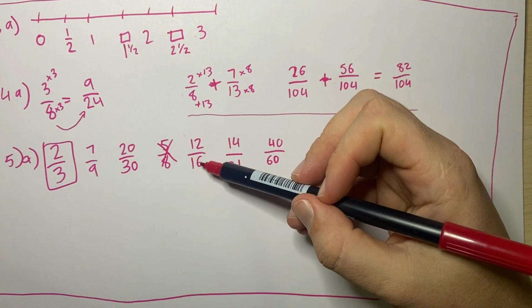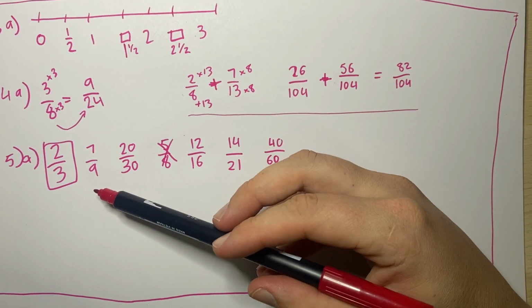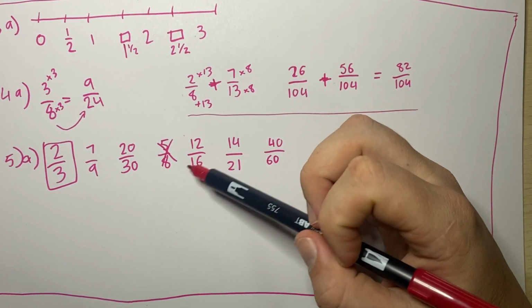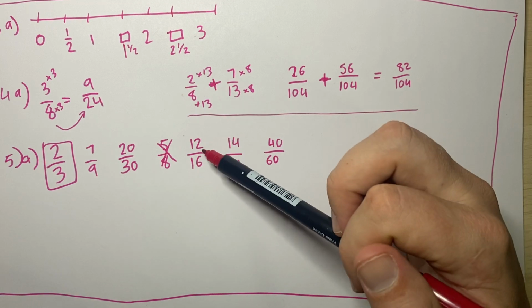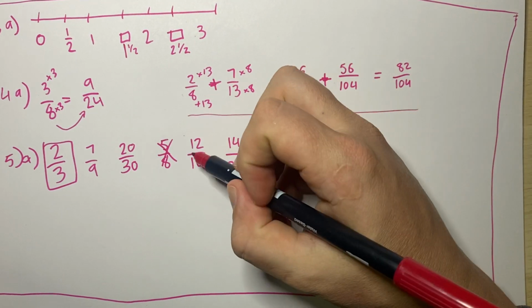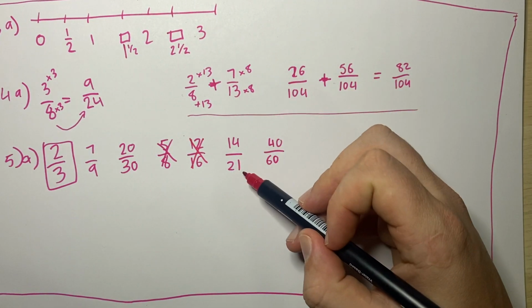We look at 12 over 16 and it kind of looks like 2 over 3, so let's test it. What number do we times 3 and 2 by to get 12 and 16? Well, 2 times 6 equals 12, so let's test that. 3 times 6 equals 18. Oh, that doesn't work.